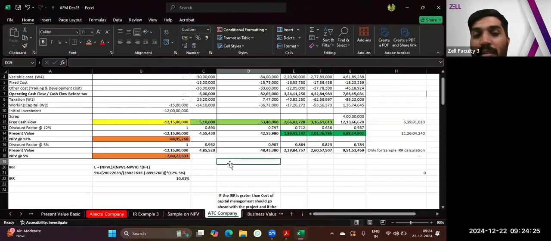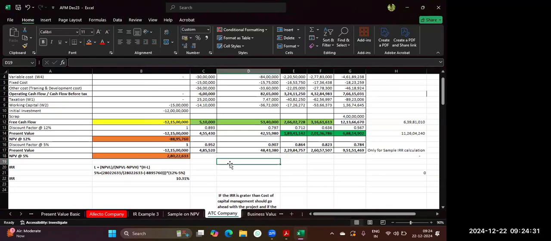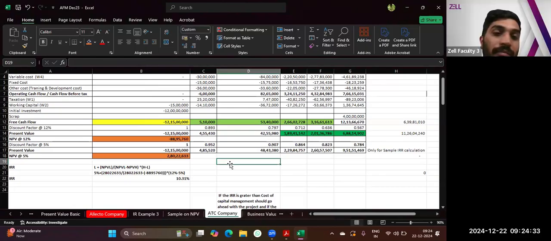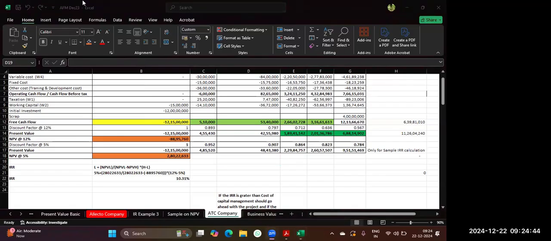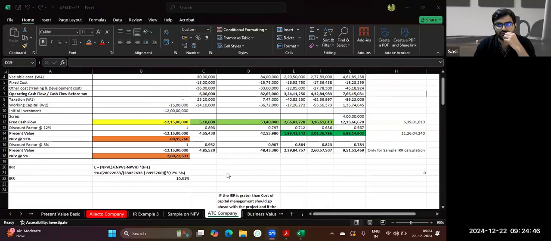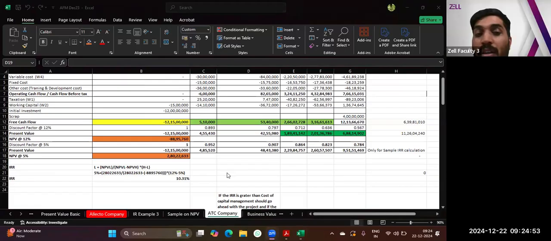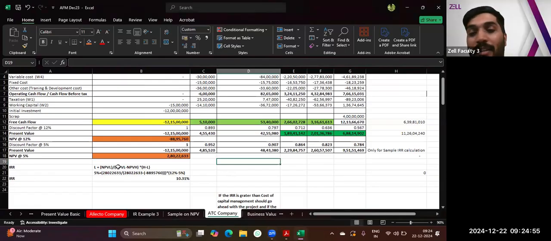These two are my NPVs. The one in orange that I've highlighted, correct? Now understand this thing. Which one is NPV at lower and which one is NPV at higher? NPV at 5% is higher. Okay, it is lower. Now I'll tell you.